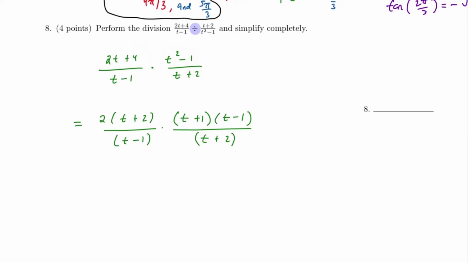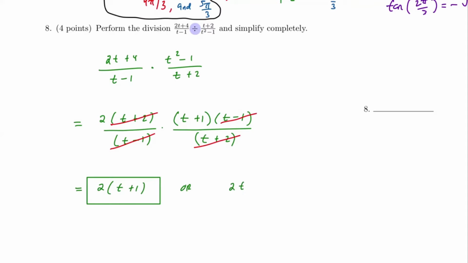But now you start to cancel common factors. So here, t plus 2 cancels. Then t minus 1 cancels. Nothing else cancels, so we just rewrite what's left over. It's 2 times t plus 1. So there you have it. You can leave your answer here, or you can distribute out the 2. So that will give you 2t plus 2. Any of these answers are fine.